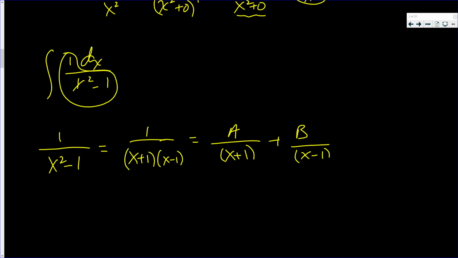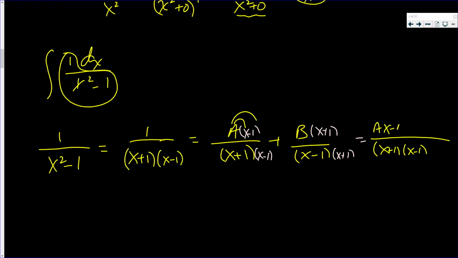And now, with these two fractions on the right, you want to get a common denominator. So what you do is you multiply this one by x minus 1, top and bottom, and over here you multiply by x plus 1, top and bottom. Then the bottom is x plus 1 times x minus 1, and the top will be ax minus a plus bx plus b.